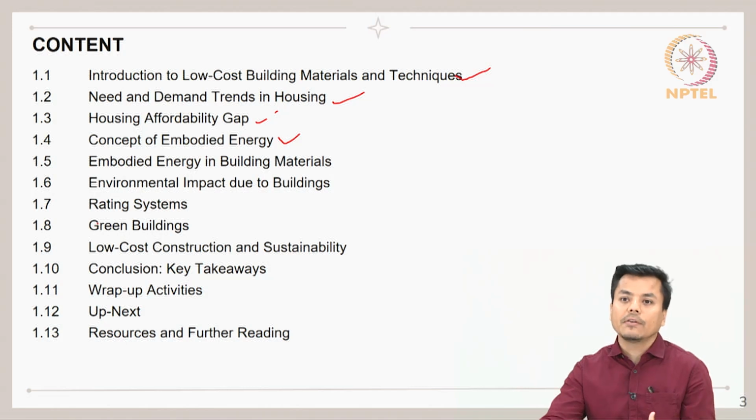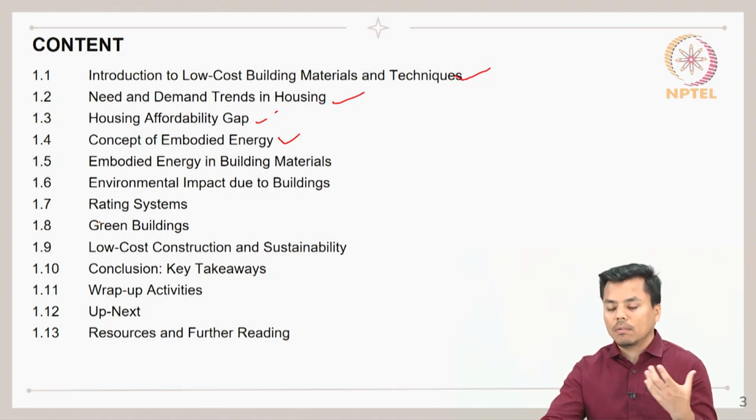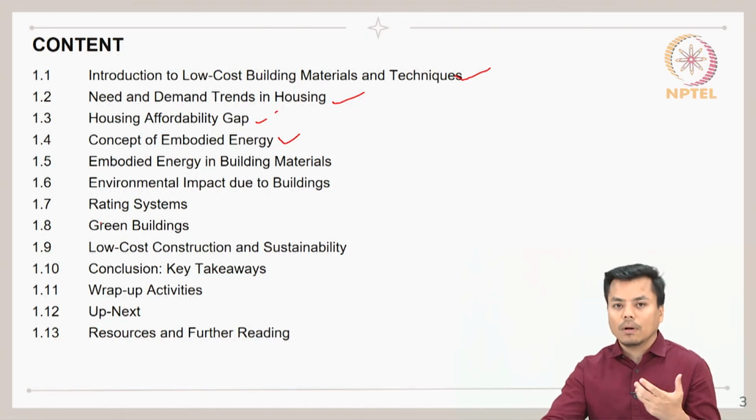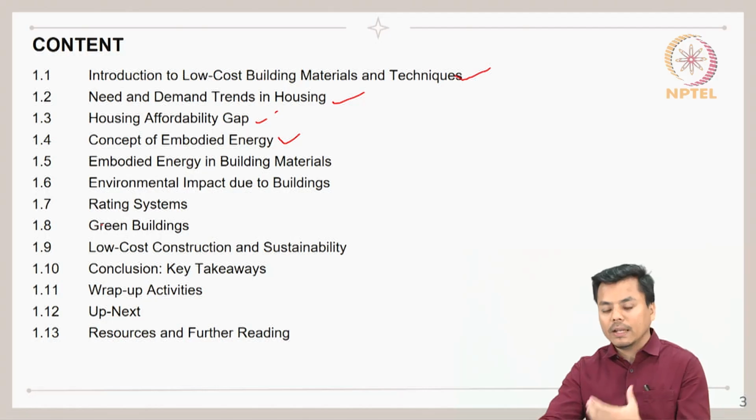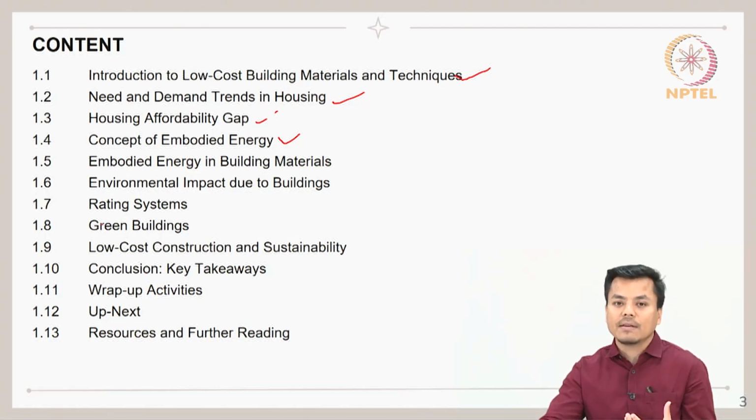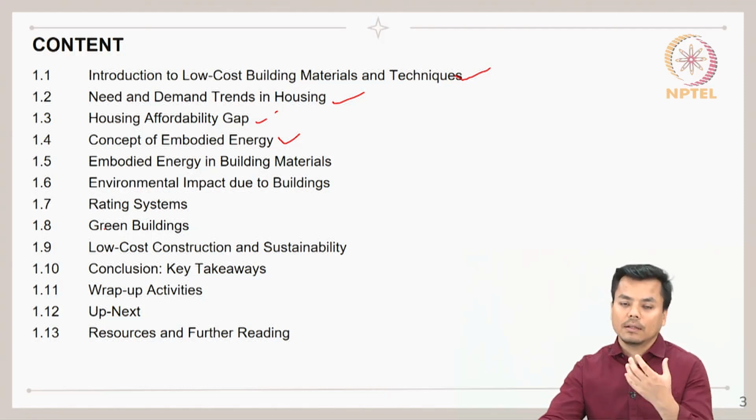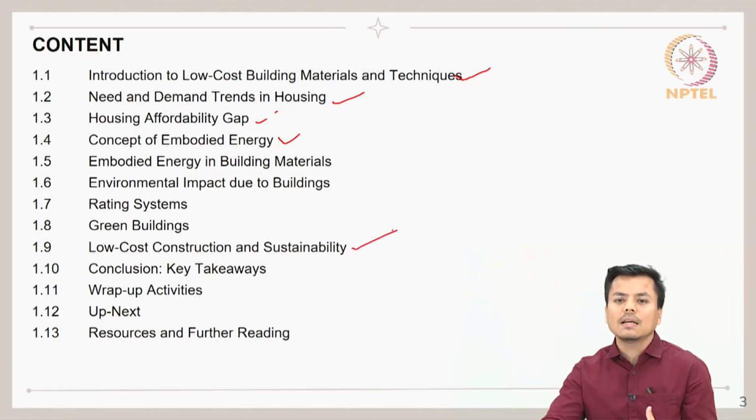Then we will also understand green buildings, which is a very booming word in the building industry these days. Everyone wants to build or live in a green building because people are very conscious of energy savings and utilizing passive means of construction for their comfort. In that context, what are green buildings and how do they help you achieve net zero carbon emission or minimize the dependency on non-renewable sources? Along with that we will also understand low cost construction and sustainability.